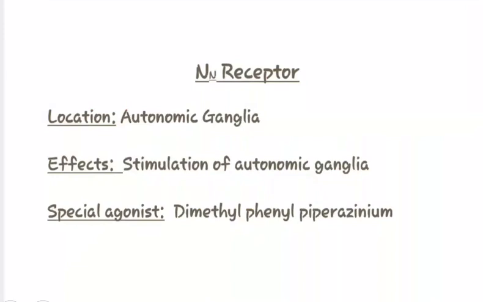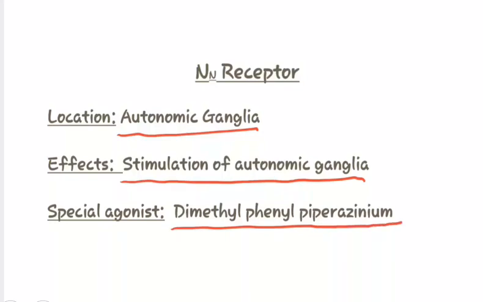Now, at last, let us study about NN receptors. NN receptors are located at autonomic ganglia and cause stimulation of autonomic ganglia. The specific agonist for NN receptors is dimethylphenylpiperazinium.